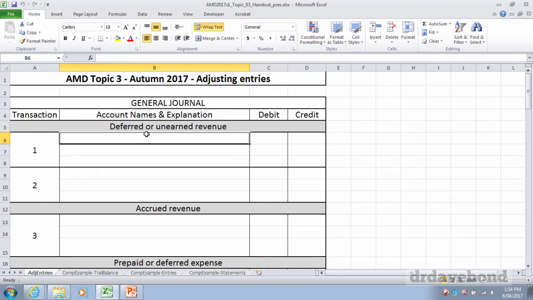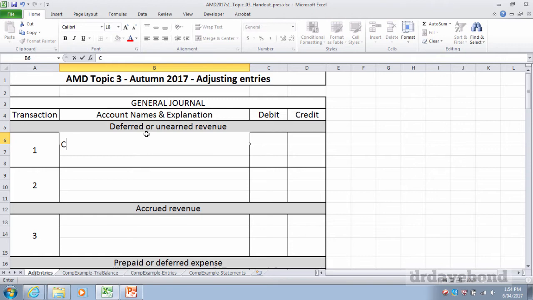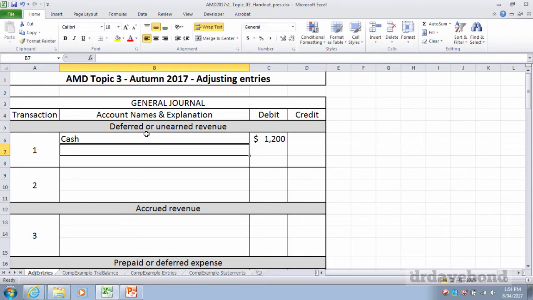Now with them, just importantly, not every one of these entries is an adjusting entry. Some of these are the actual entry which takes place, but it's good to see the actual entry before we do the adjustment. So this entry is the actual entry which takes place. This would be recorded as part of the normal trial balance. We received cash for $1,200, so debit cash $1,200.